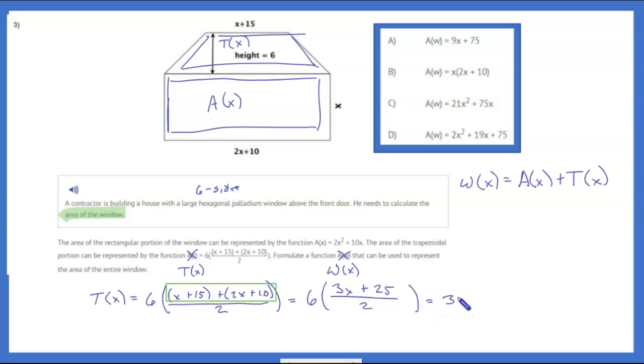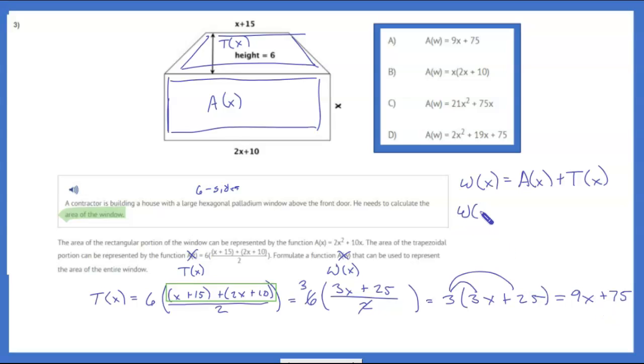So we get 3 times 3x plus 25. Once again, what we did there was that 2 went away and that 6 went to a 3. 6 divided by 2 is 3. And now it's starting to look manageable. 3 times 3x, if we just do distributive property here, 3 times 3x is 9x, 3 times 25 is 75. So that is our simplified value of t of x. And we should be able to take this now and add them together and we will get our answer.